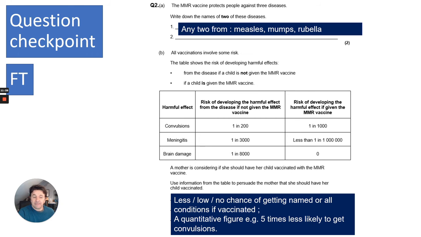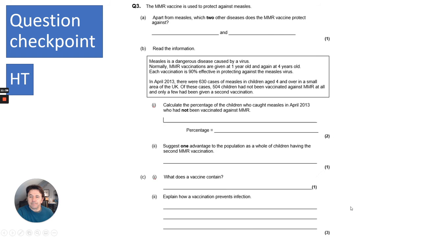You could say that there's a quantitative figure, so I would use the data. So there's 5 times less likely to get convulsions, for example. Okay, so try and use the data in your answer for that second mark.